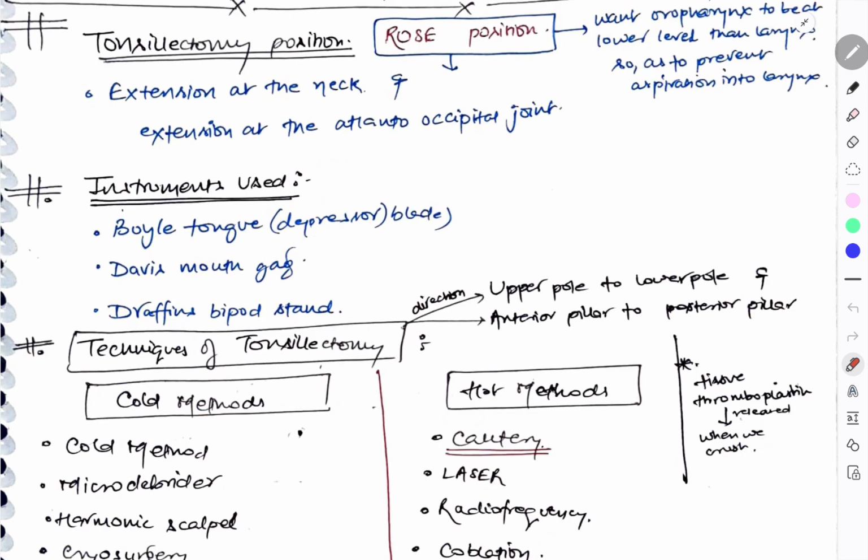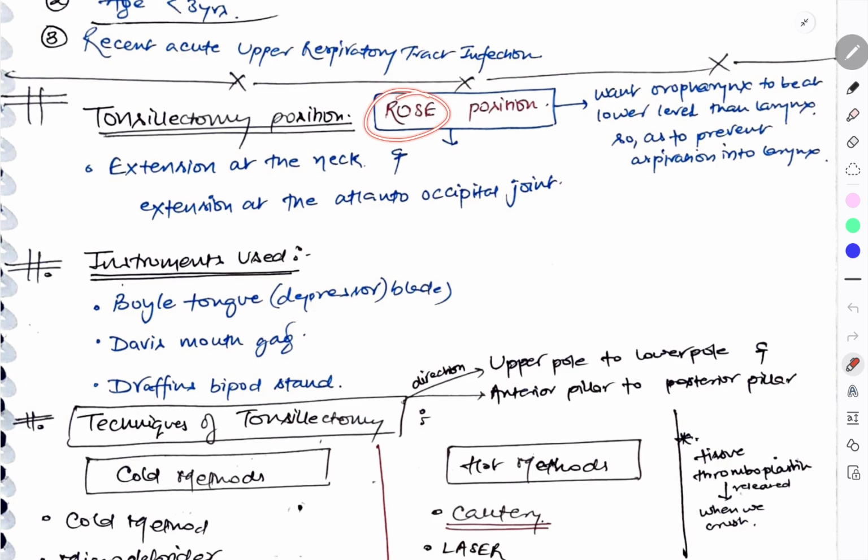Let's know some basics about tonsillectomy. So what is the tonsillectomy position? It is known as Rose position. Okay, here there is extension at the neck and extension at the atlanto-occipital joint. It's Rose position because we want the oropharynx to be at a lower level than the larynx so as to prevent aspiration into the larynx. Okay, so the blood will not go to the throat. So this is about tonsillectomy position, that is Rose position.